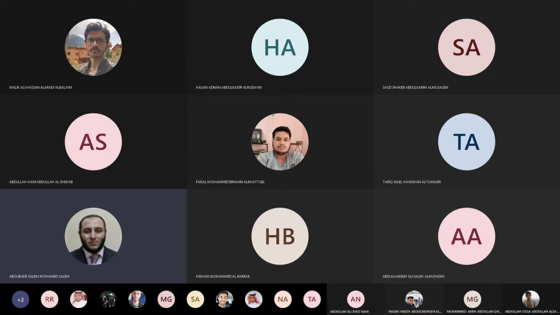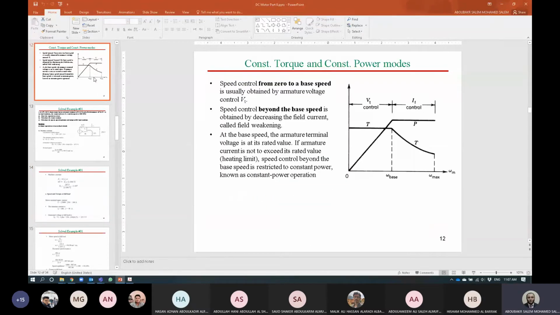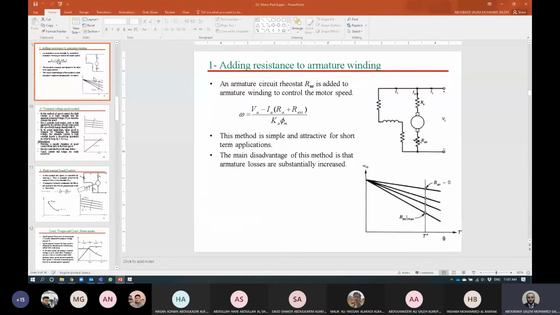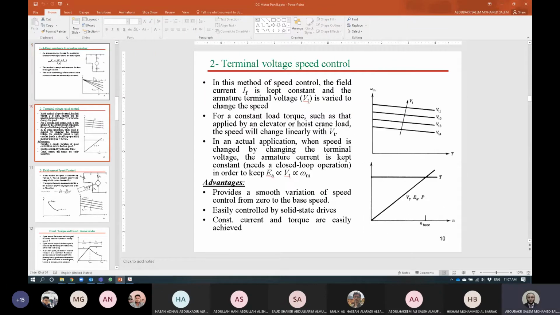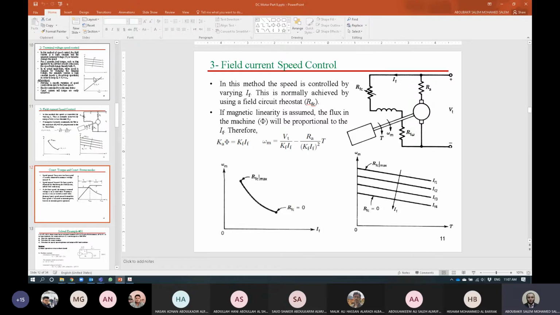Last class, we started discussions about the steady state performance of DC motor, and we discussed together the different speed control techniques. We said we can control the DC motor by adding resistance to armature winding, and by controlling the terminal voltage, and also by controlling the field current using field current rheostat resistance.